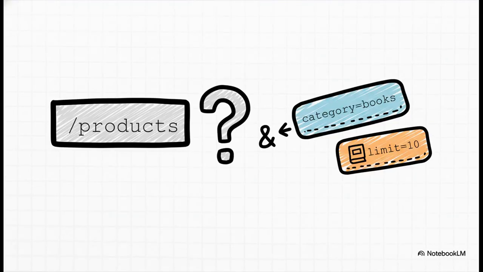This example right here shows it perfectly. We've got our base path /products, then boom, the question mark. Everything after that is a query. So we have category equals books. That tells the API, hey, only show me books. And that little ampersand, the and, lets us chain on another one. Limit equals 10. So give me books, but only the first 10.